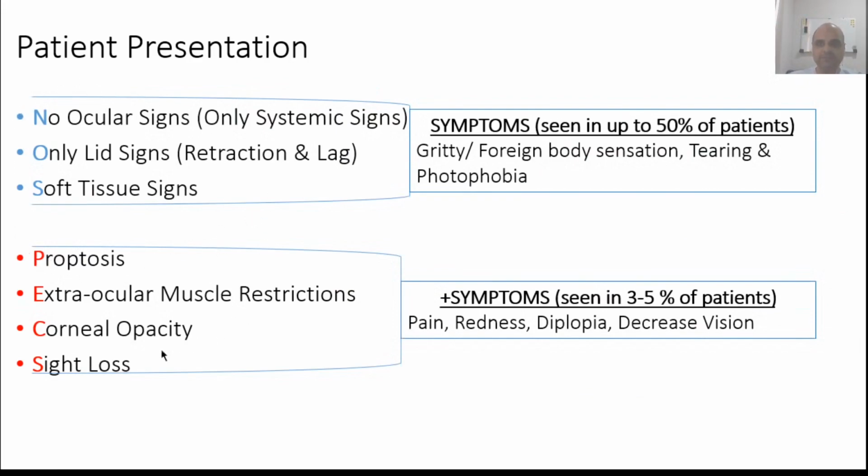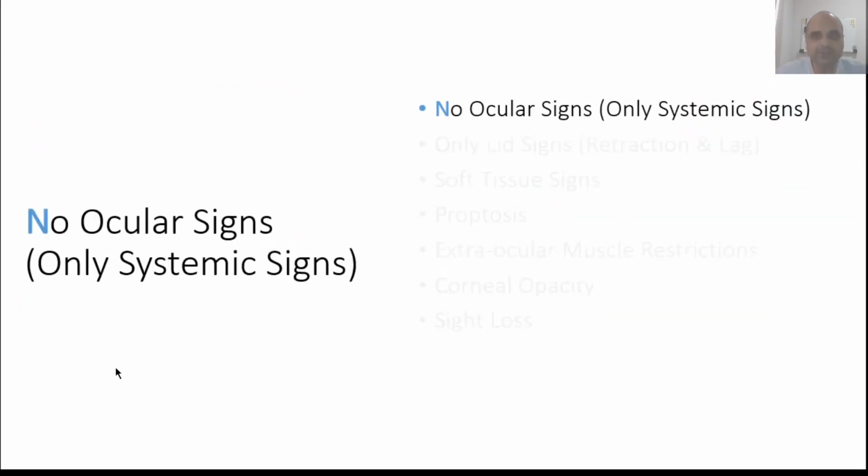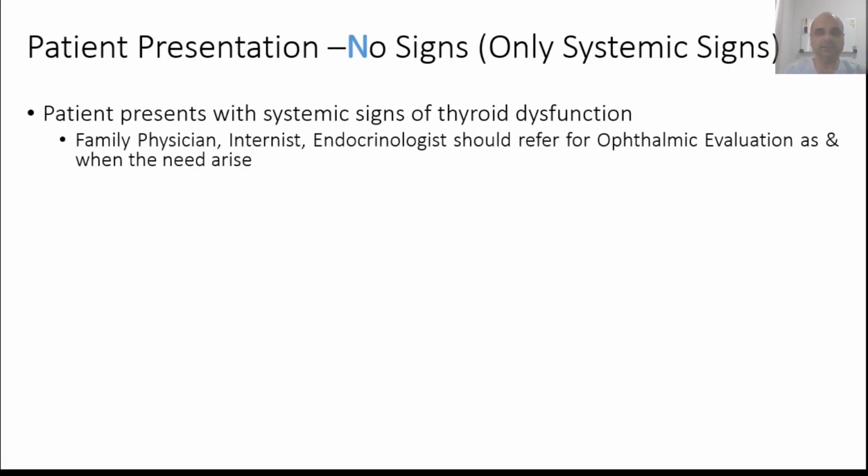Remember, this is how we are going to see our patients, and they're going to fall into any one of these categories from no signs all the way to sight loss. So the first category of patients is patients with no ocular signs. These patients are those who are going to present to their endocrinologist or family physicians with systemic signs of thyroid dysfunction. So right now, your family physician, your internist, your endocrinologist are the important players, and you, as fresh graduates and family physicians, are responsible primarily to educate your patient that right now you're in a stage where your eyes are not involved, but your eyes can get involved, and these are the things that you might expect.